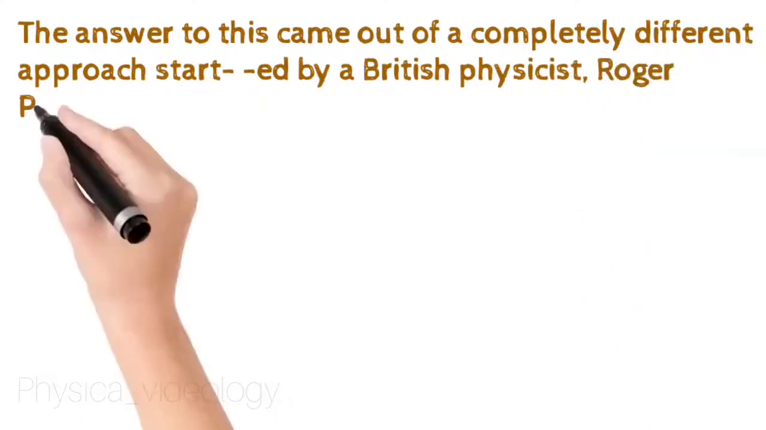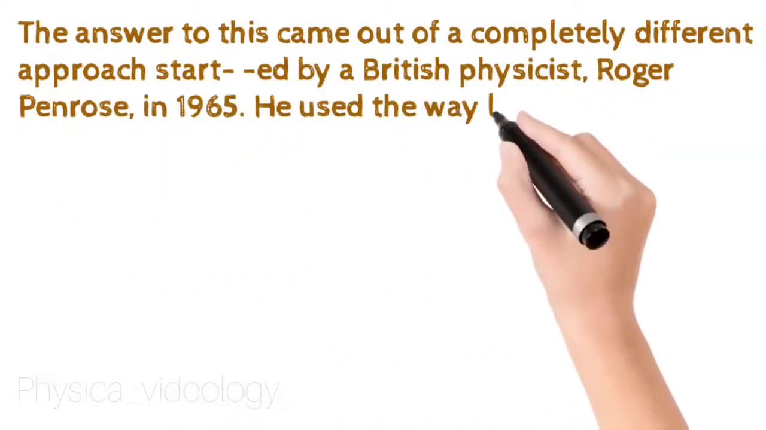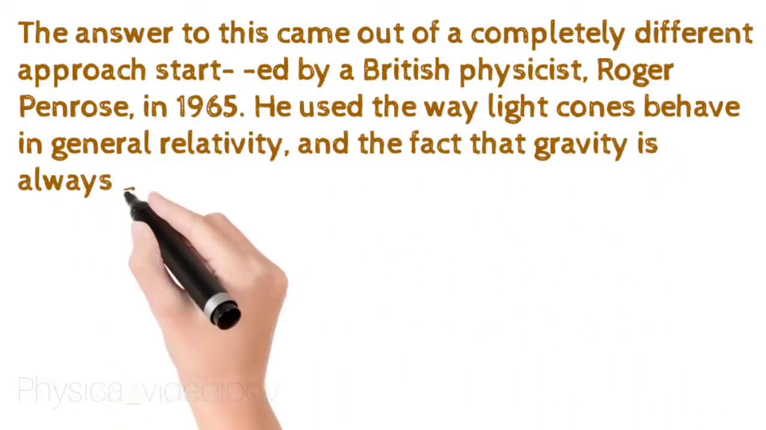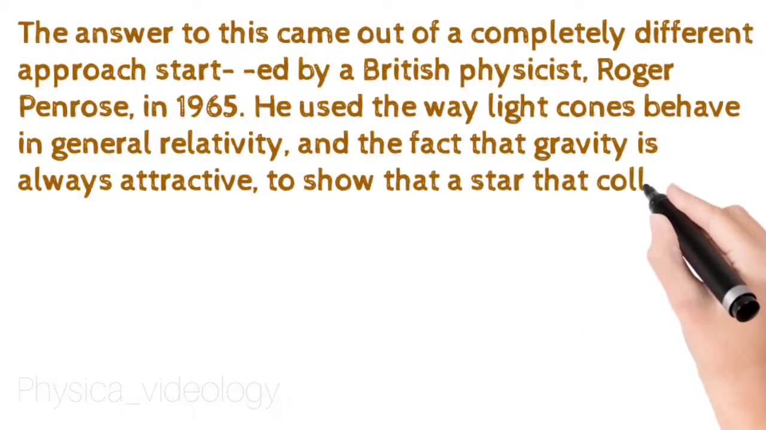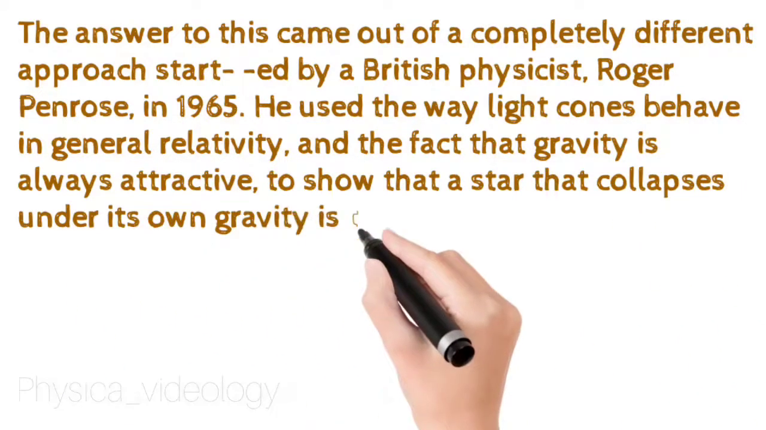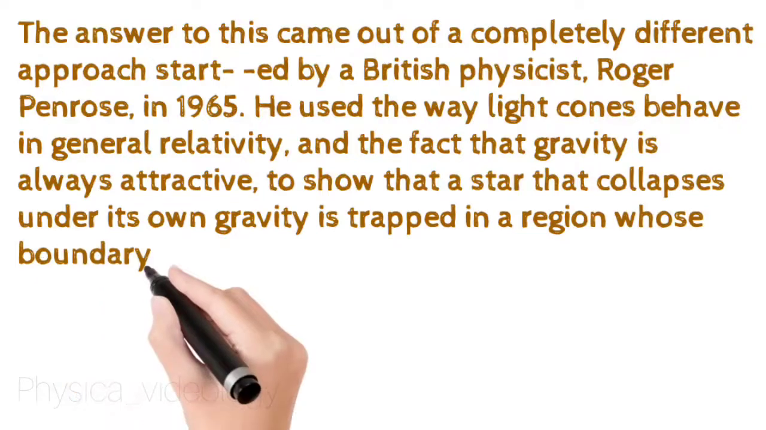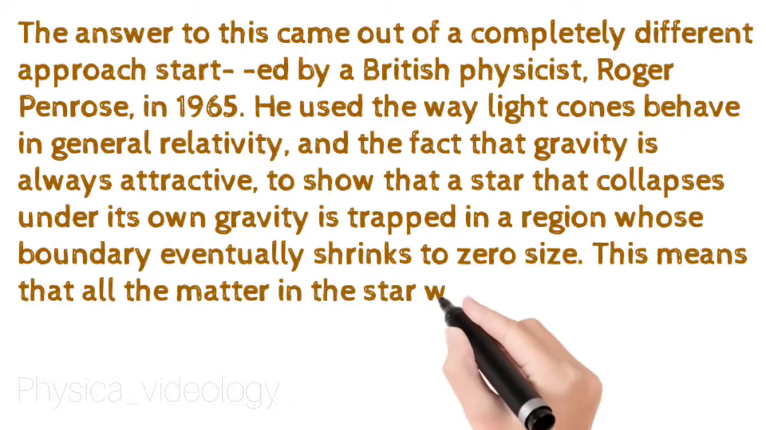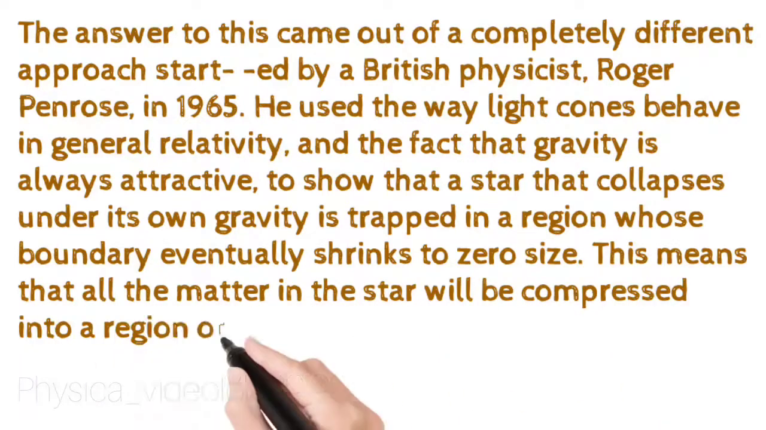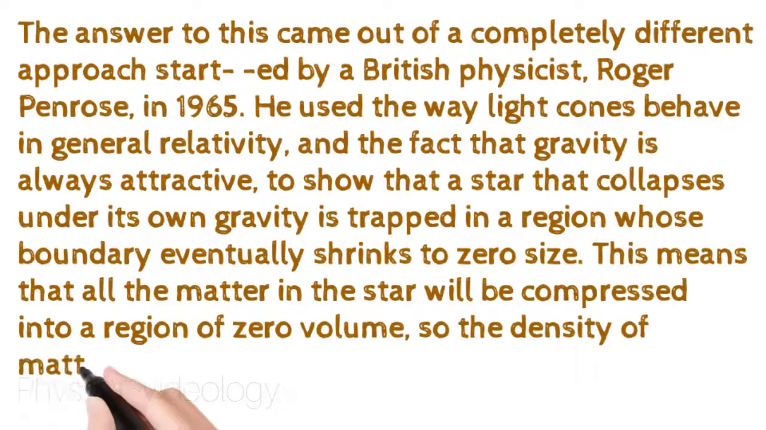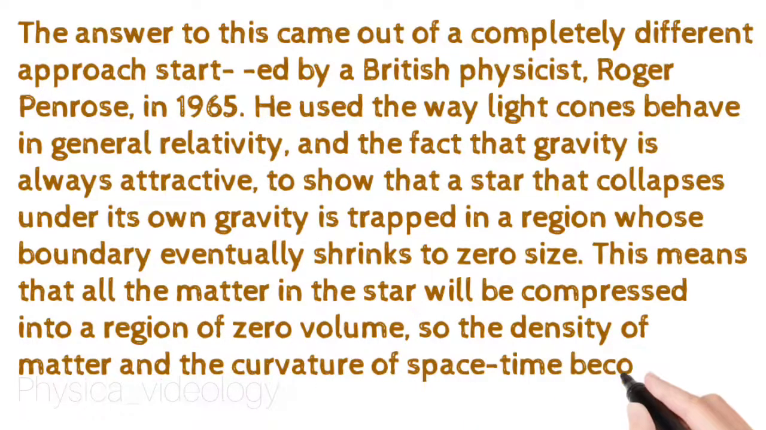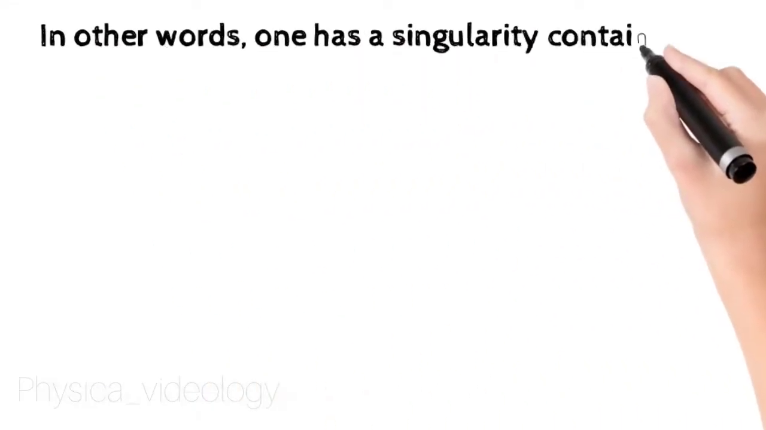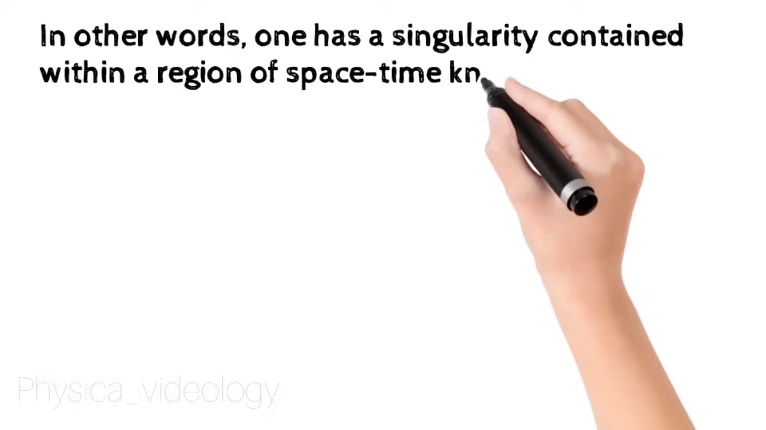Roger Penrose, in 1965. He used the way light cones behave in general relativity, and the fact that gravity is always attractive, to show that a star that collapses under its own gravity is trapped in a region whose boundary eventually shrinks to zero size. This means that all the matter in the star will be compressed into a region of zero volume, so the density of matter and the curvature of space-time become infinite. In other words, one has a singularity contained within a region of space-time known as a black hole.